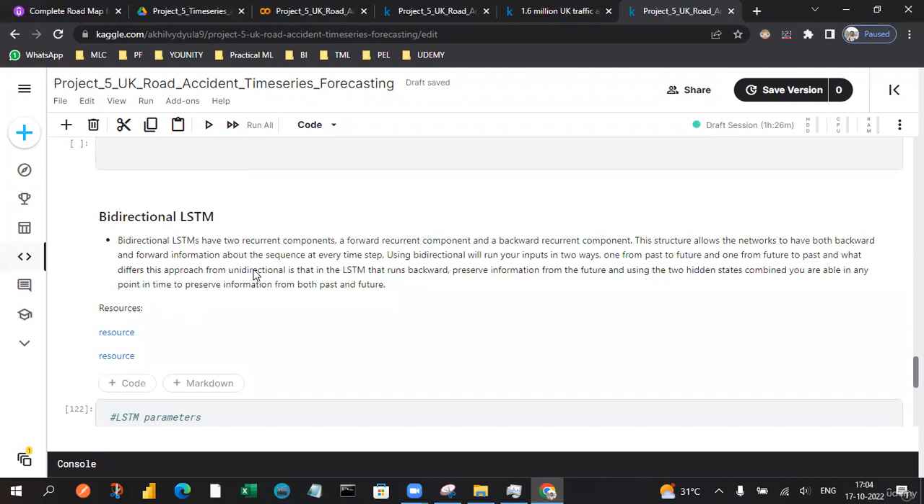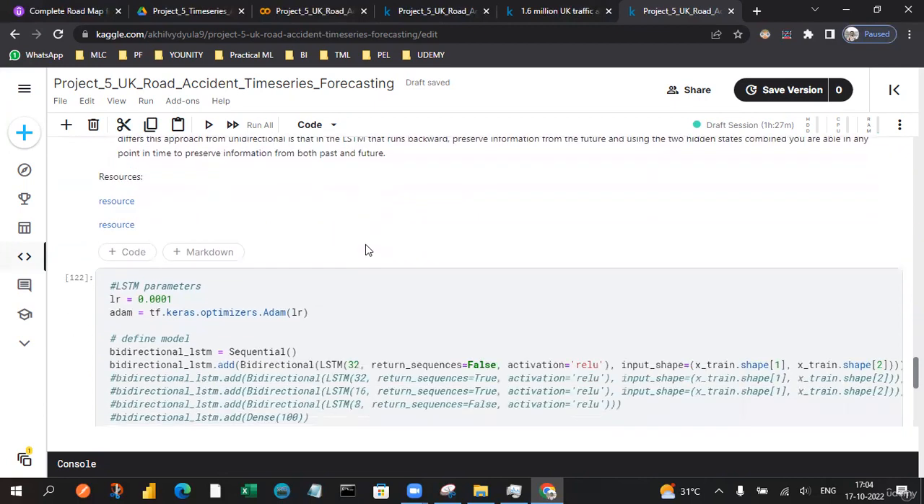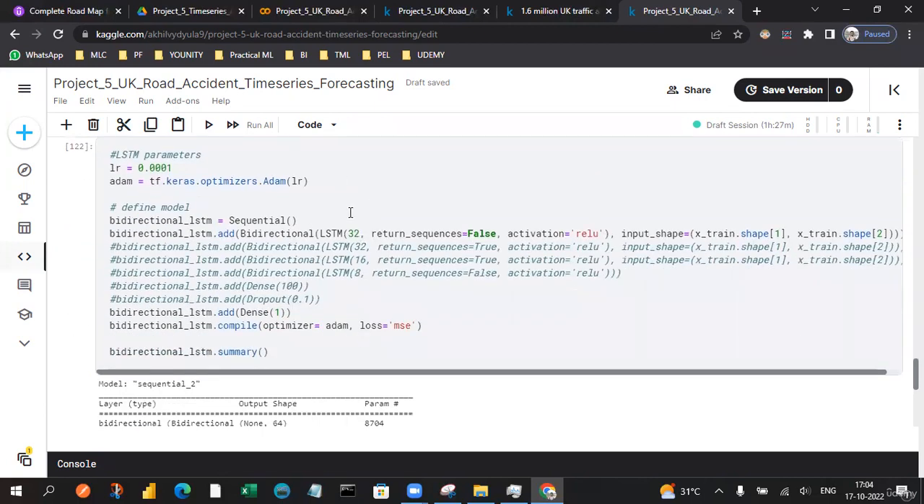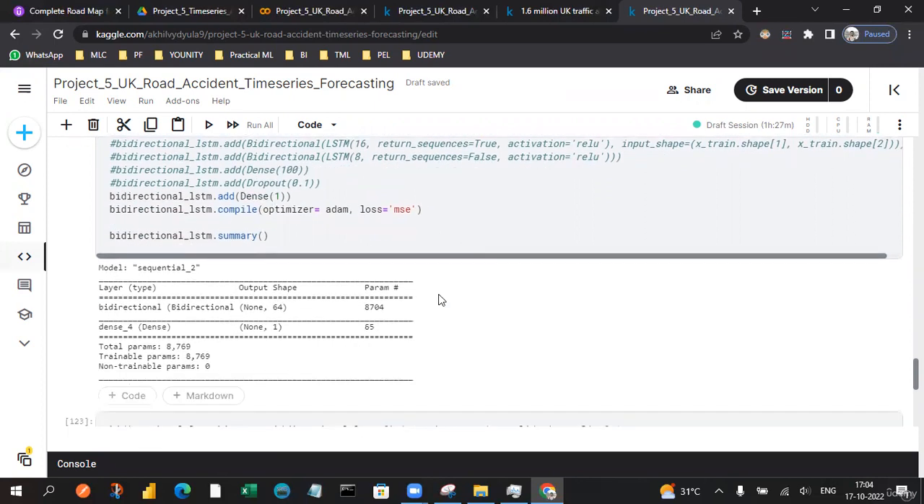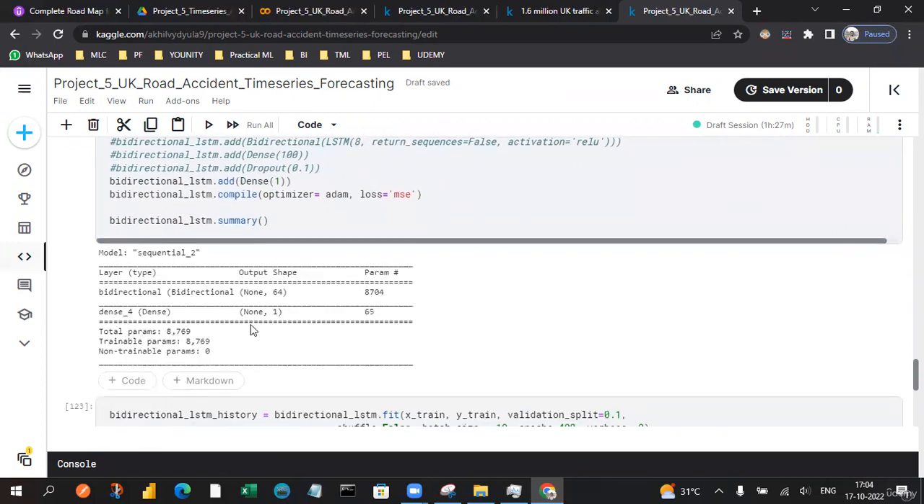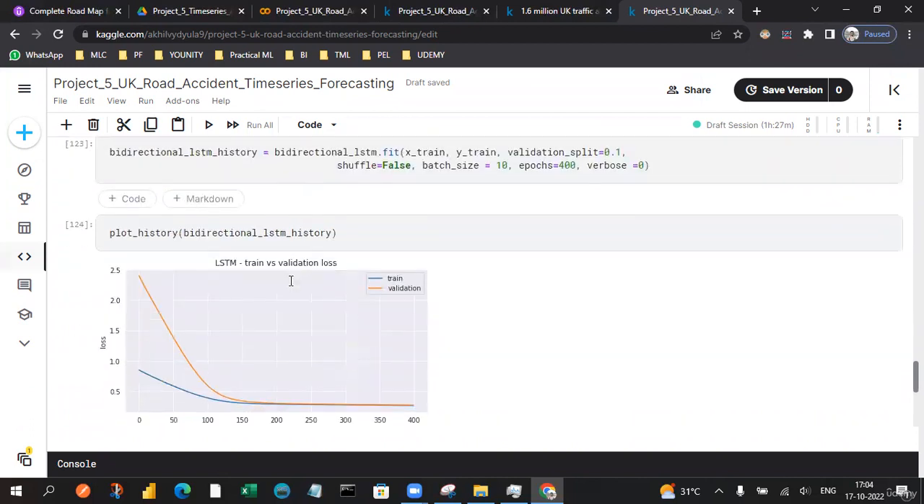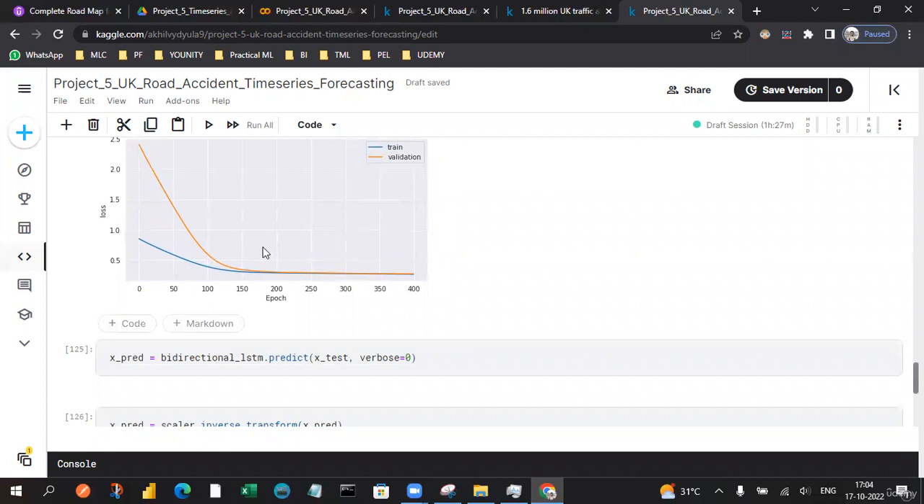Let's also try the bidirectional LSTM. Those who don't know, the bidirectional LSTM is just a combination of one forward and also a backward recurrent component, which basically captures both the backward and forward information of the sequence at each and every timestamp. So let's try out the bidirectional LSTM with the layers we are going to follow, and the total number of parameters is very low when compared to what we saw in the LSTM. Here also computation efficiency is very high when compared to the train and validation results.